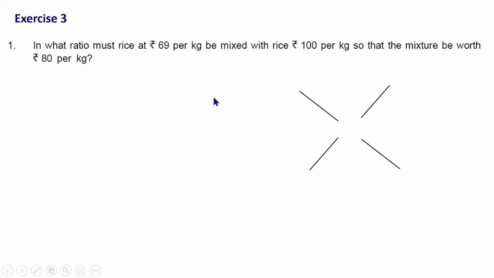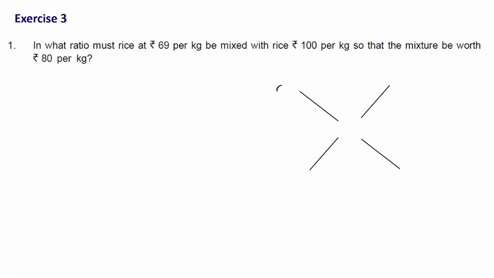Now coming to the exercise questions from exercise 3 of student support material of unit 1, numbers and quantification. In what ratio must rice at rupees 69 per kg be mixed with rice at rupees 100 per kg so that the mixture be worth rupees 80 per kg? Here the cheaper rice is rupees 69 per kg and the dearer rice is rupees 100 per kg. The mean price is rupees 80 per kg.